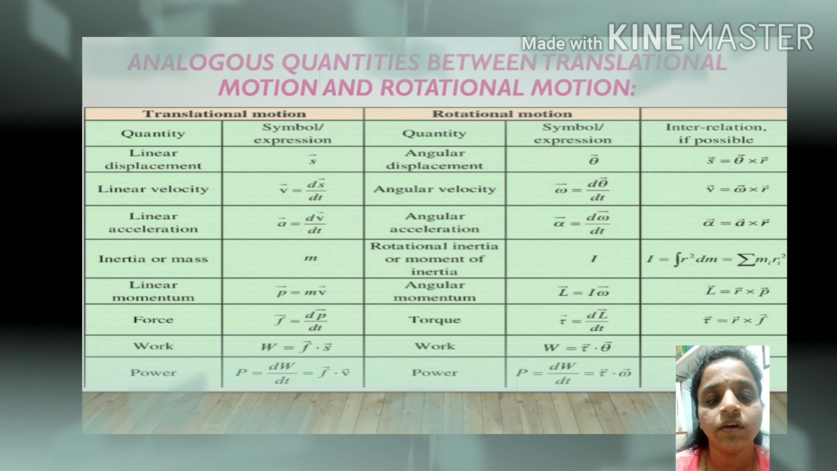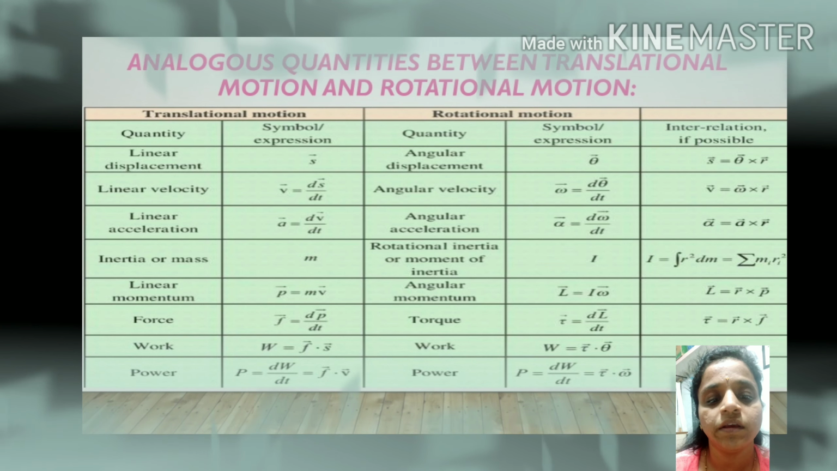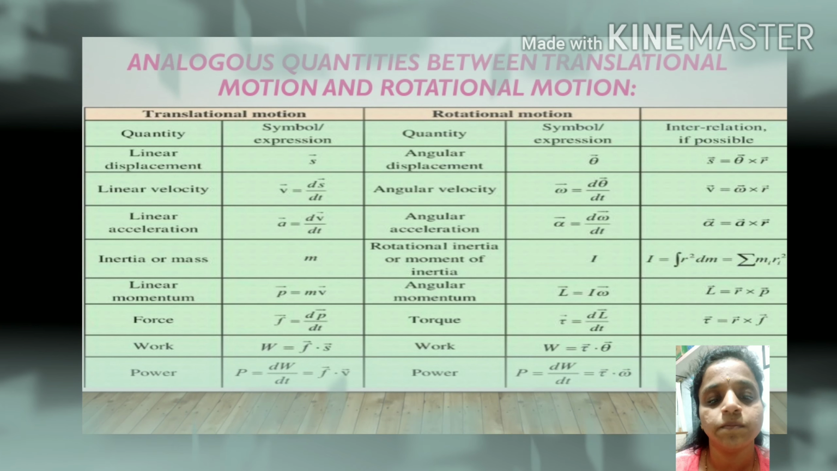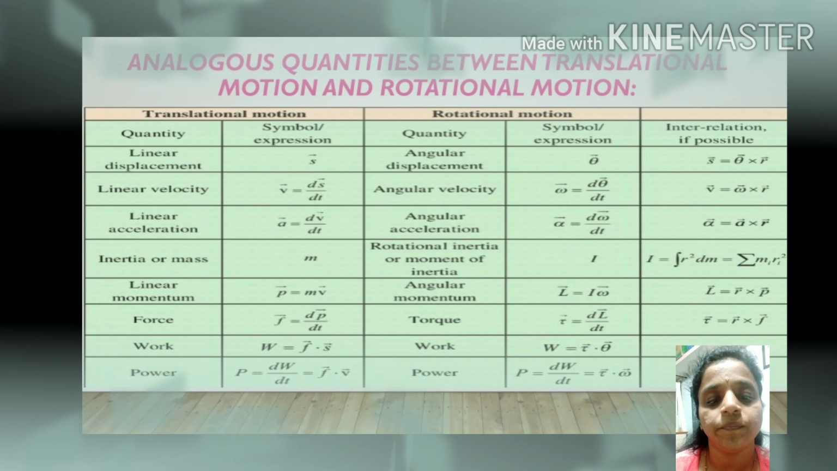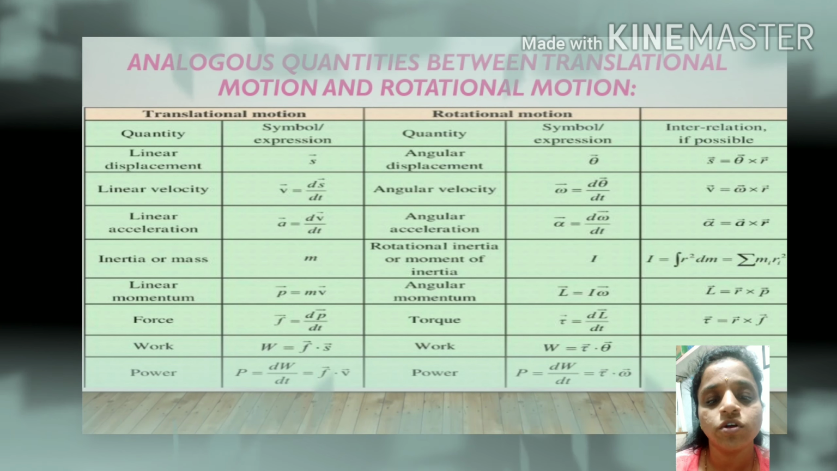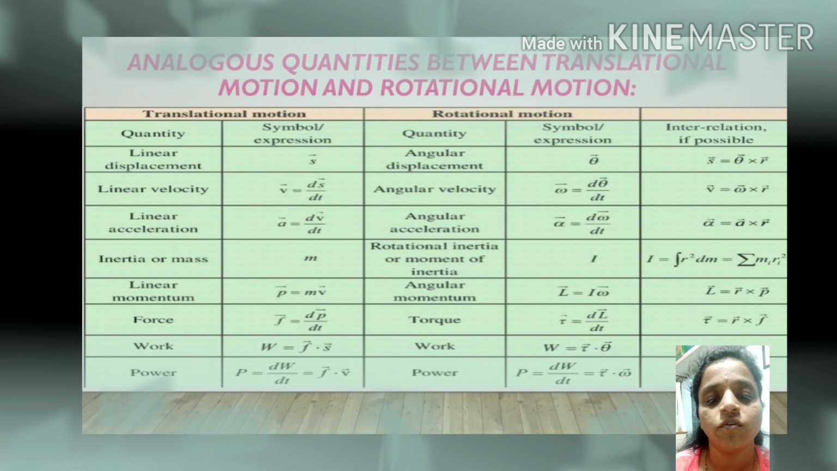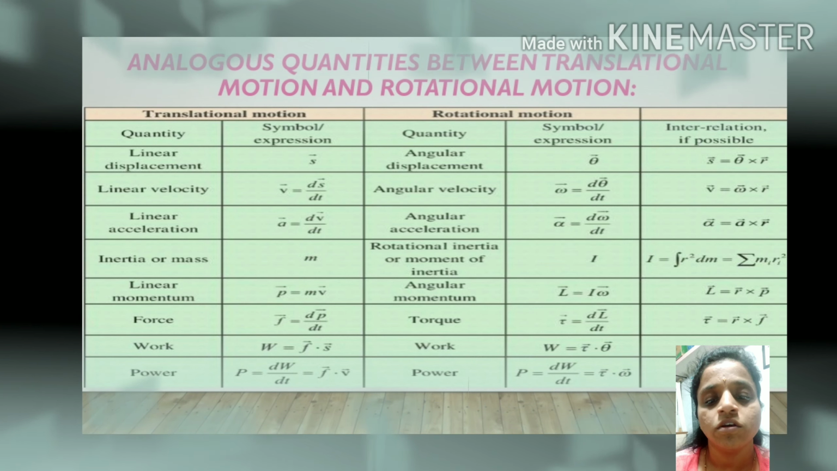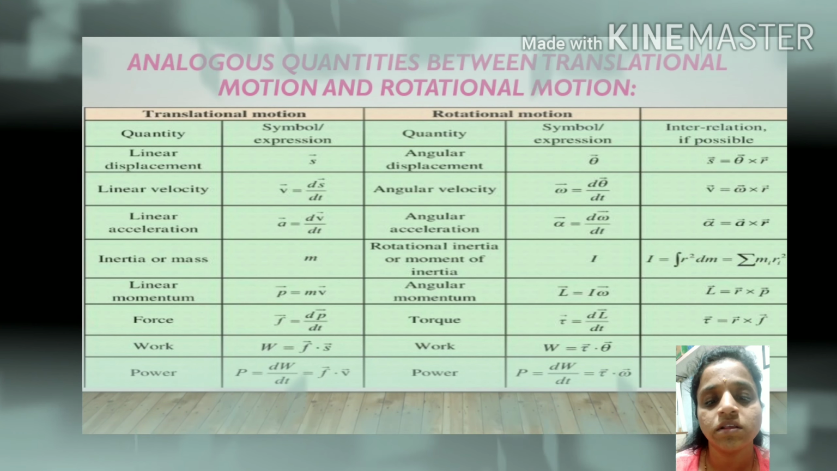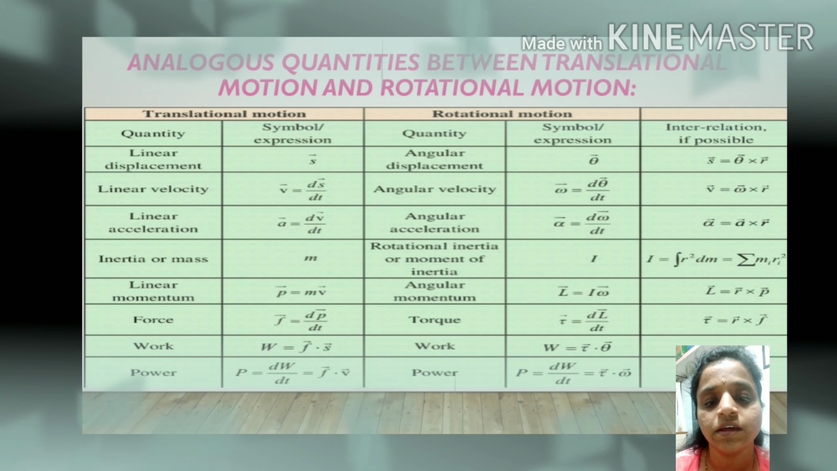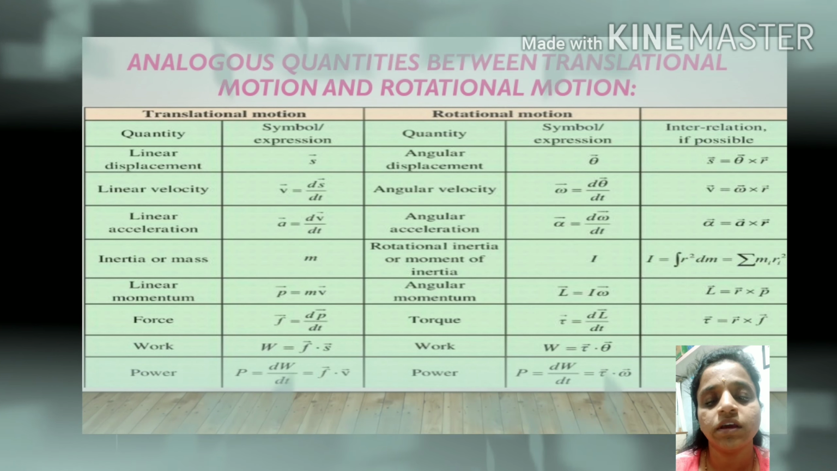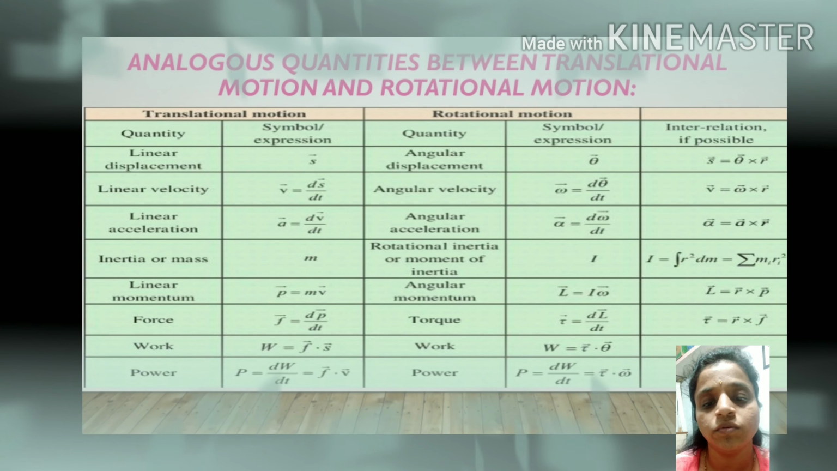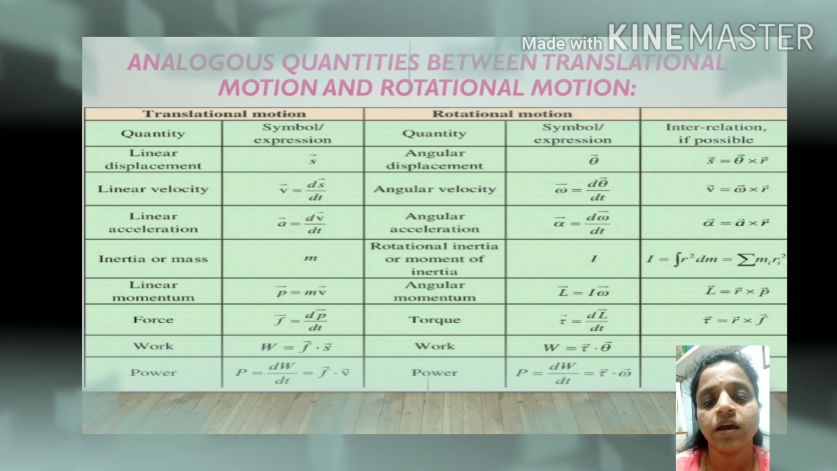Then after, we are having the quantity inertia, that is mass m in translational motion. In rotational motion, it is analogous to rotational inertia or moment of inertia I. So the interrelation between inertia or mass and moment of inertia is I is equal to integration of r square dm, and that is equal to summation of mi ri square.